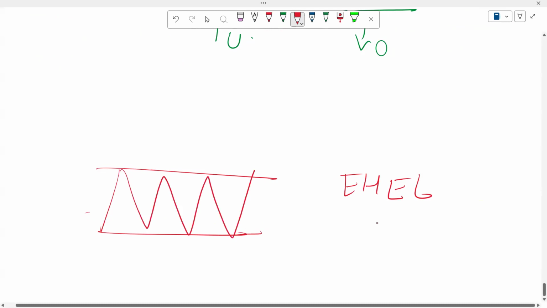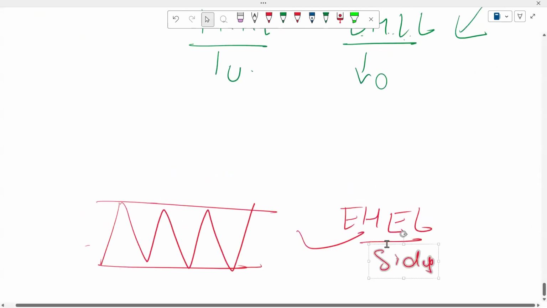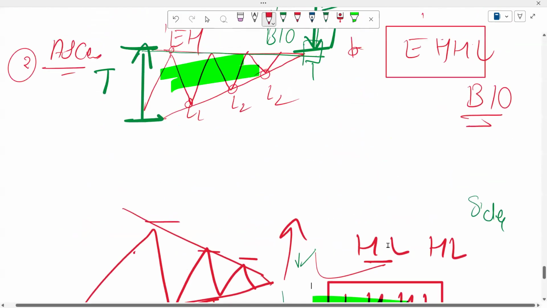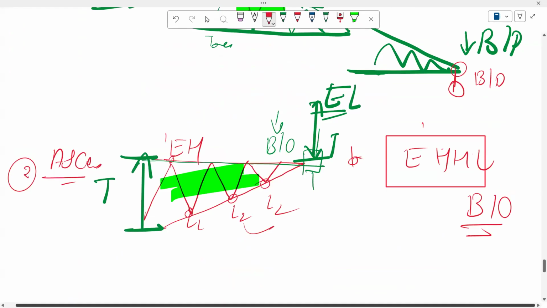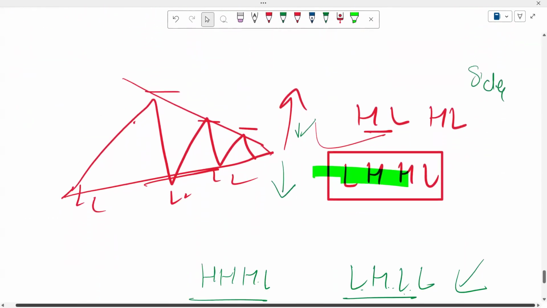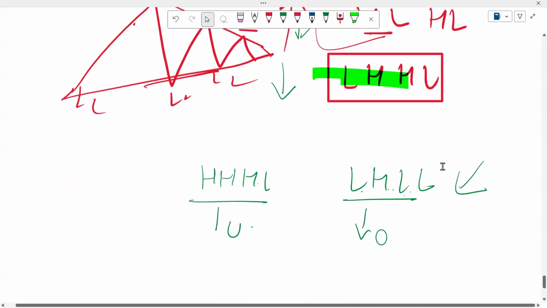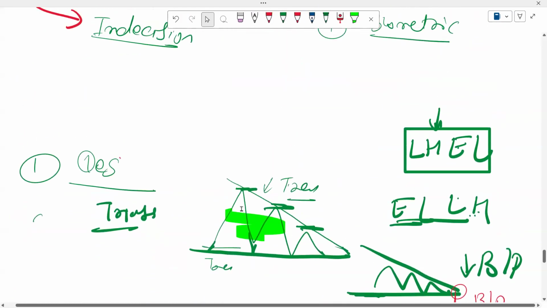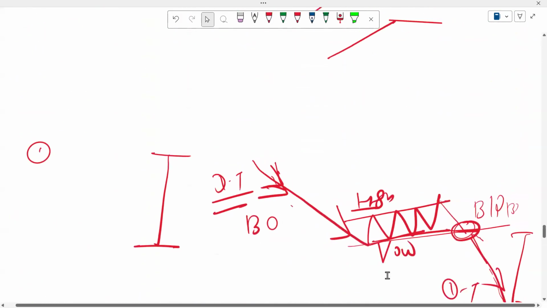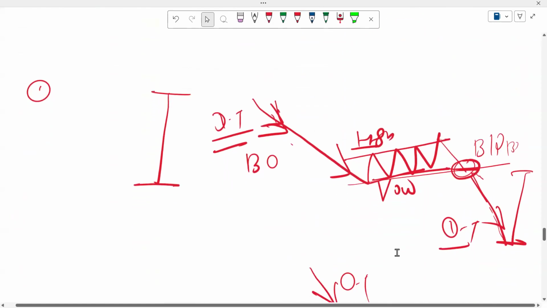Highs are also equal and lows are also equal. This is a sideways pattern. This is also a sideways pattern. So I hope you are able to see all the classic chart patterns. We have covered around 16 patterns. In triangular we covered two, then bullish and bearish, four patterns we have covered here.